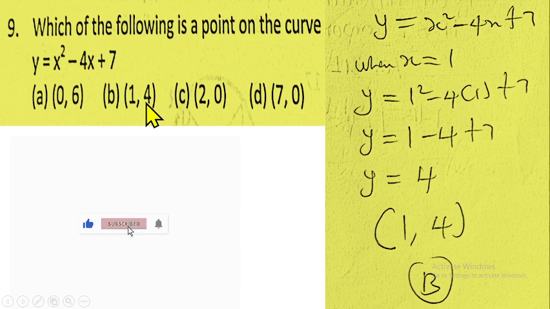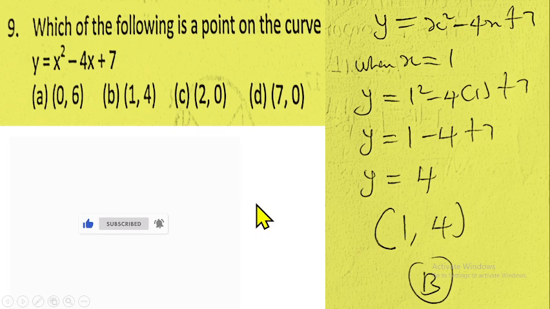For this one, x is 1. You have 1 squared minus 4, that 1 squared is 1, minus 4, then plus 7. So what do we have? 1 minus 4 is minus 3 plus 7. That gives us 4. So that gives us this 4 here. So none of the rest is the answer apart from option B. So when x is 1, y is 4. So option B is the correct option for question number 9.